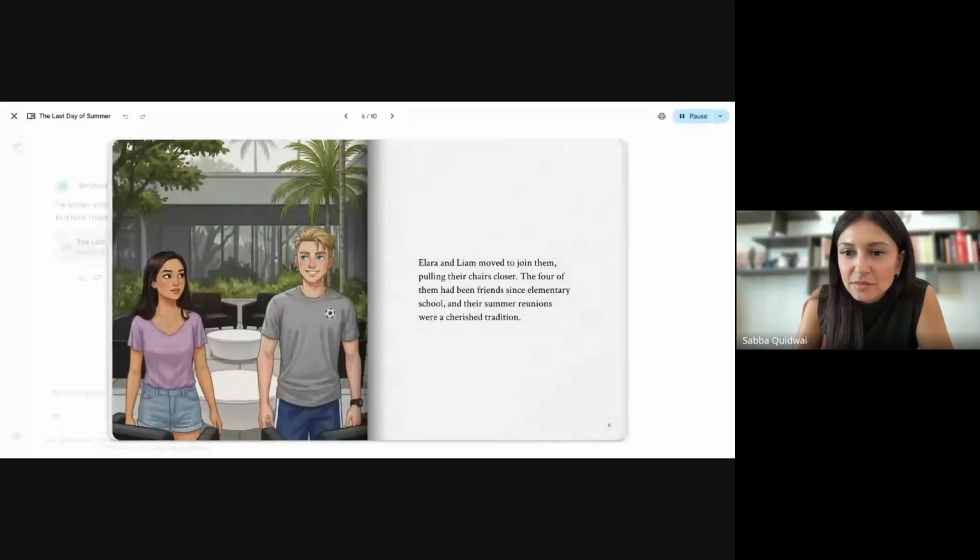Alara and Liam moved to join them, pulling their chairs closer. The four of them had been friends.